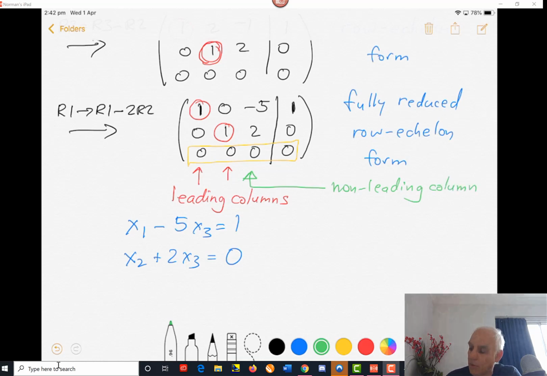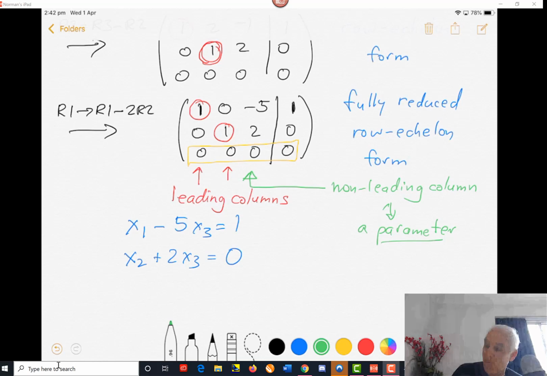That is going to correspond to a parameter. It means that there's a one-parameter family of solutions to this system. And it's the existence of this non-leading column on the left-hand side that's going to tell us this. And let's see why that is.